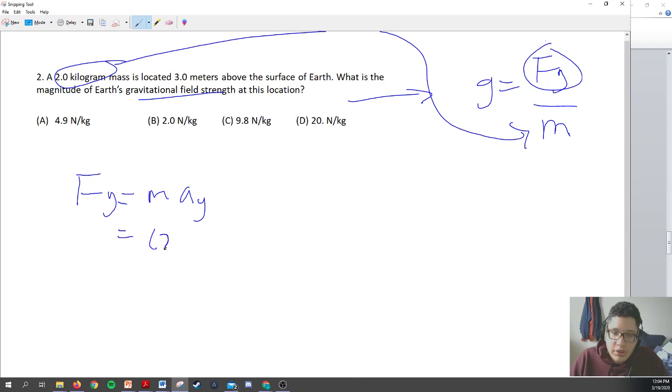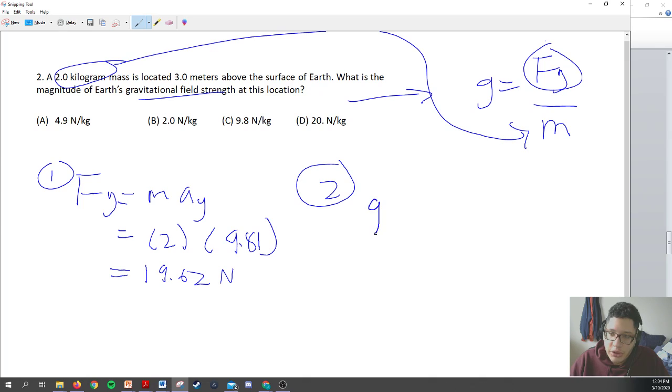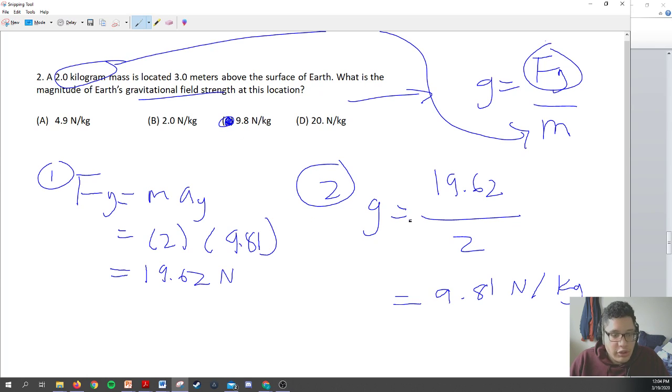In this case, it's going to be 2 times 9.81 to give me 19.62 newtons. This is step number 1. Step number 2 is to now use this formula up here. g is equal to 19.62, the Fg that we just solved for, divided by the mass, which is 2. And here, g, unsurprisingly, is going to be 9.81 newtons per kilogram. Answer choice number 2.